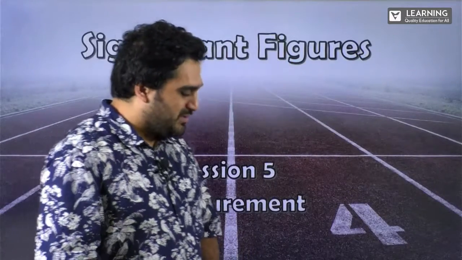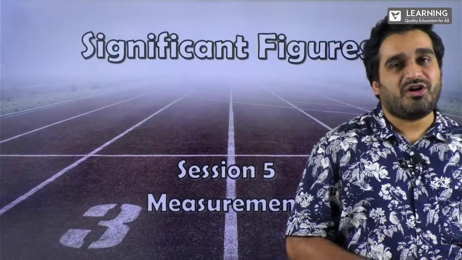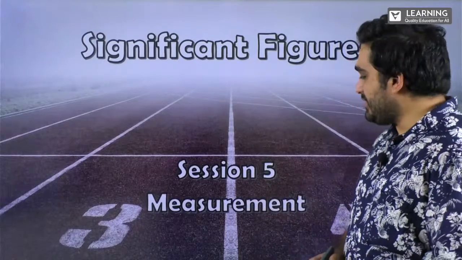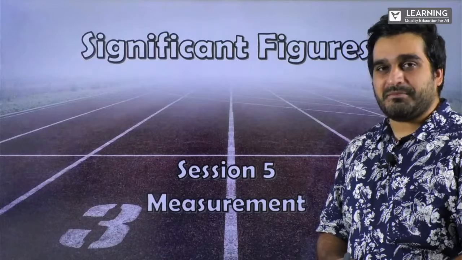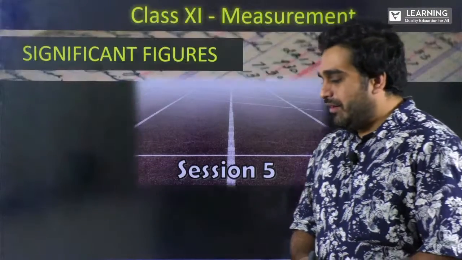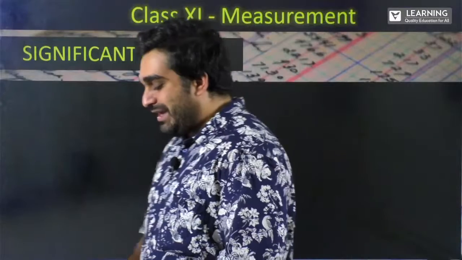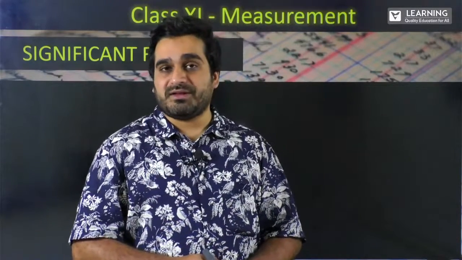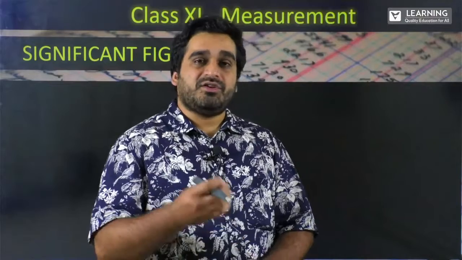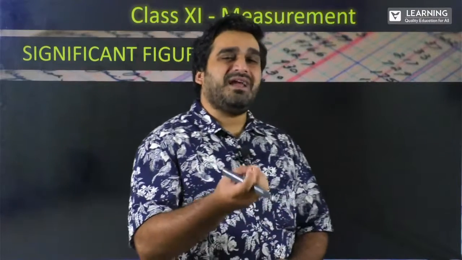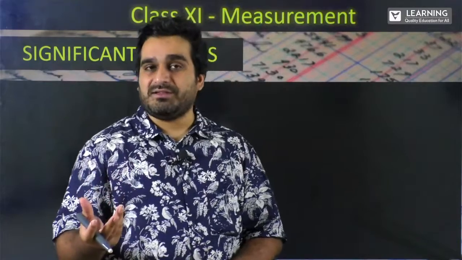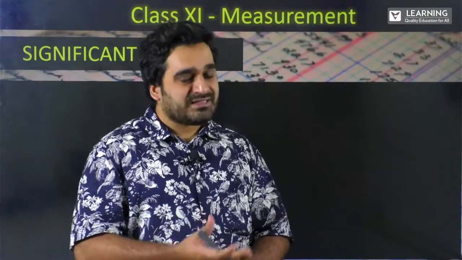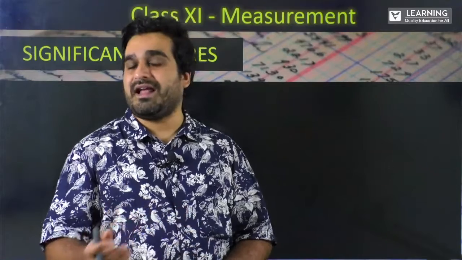Today's session is based on a concept called significant figures. This is session 5 of the chapter Measurement. Especially when it comes to dealing with error analysis, you determine the precision of a given instrument, and that precision has a certain least count. So depending on the precision, there might be errors, plus or minus, due to the various errors that we discussed in the previous session, which could be a random error or a systematic error.